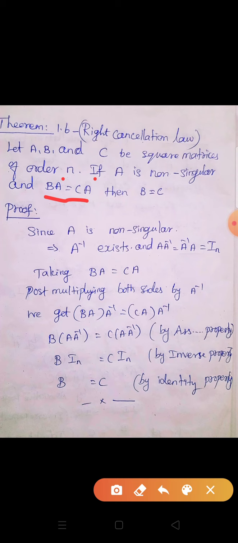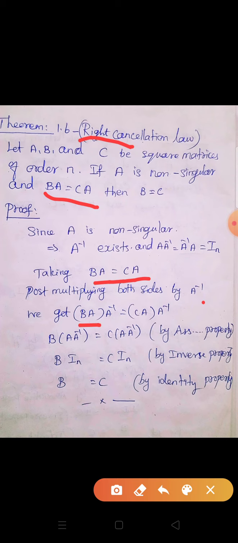Now we are going to cancel A on the right side, so we post-multiply by A inverse on the right side. Now listen: since A is non-singular, A inverse exists, and by the inverse property A inverse A is equal to In. Taking the given, what is given? BA is equal to CA. Post-multiplying both sides by A inverse, because this is the right cancellation law.